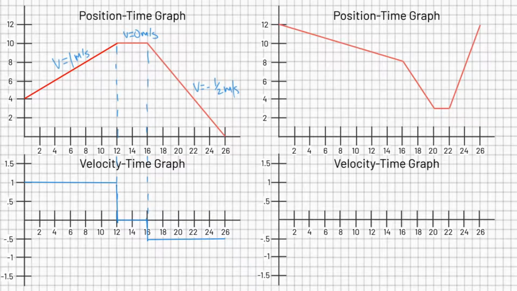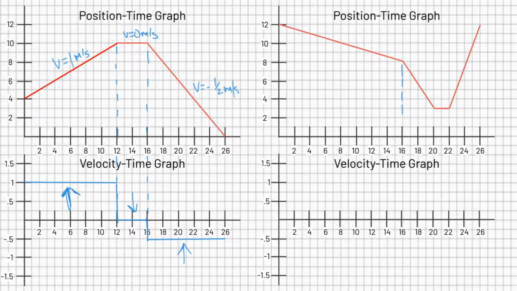All right, so that's what that first velocity time graph looks like. So notice that if we have a constant velocity on a position time graph, the lines on the velocity time graph are flat. So that indicates a constant velocity. Flat velocity time graph for a constant velocity. All right, so let's do our second position time graph into a velocity time graph.